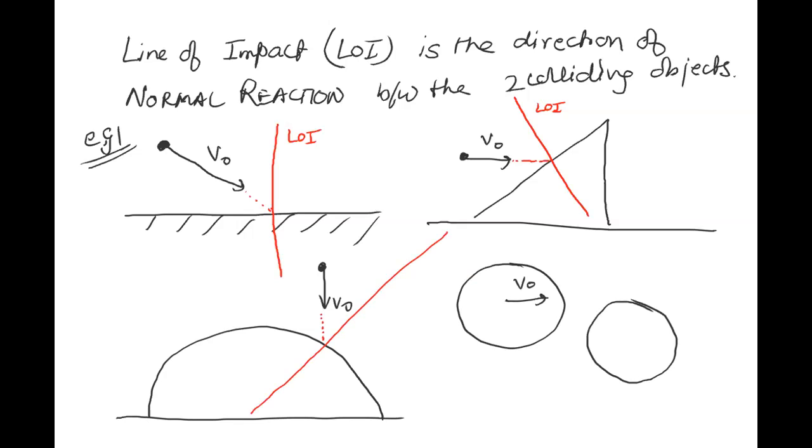V naught, there is a line of impact. Well, ultimately the sphere is going to collide with the other sphere like this. So this must be the line of impact. Okay, line of impact is nothing but the direction of normal reaction acting between the colliding particles.